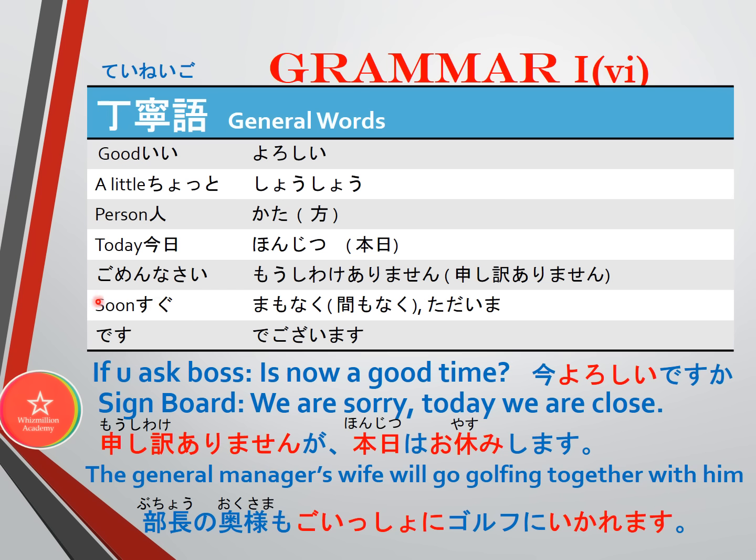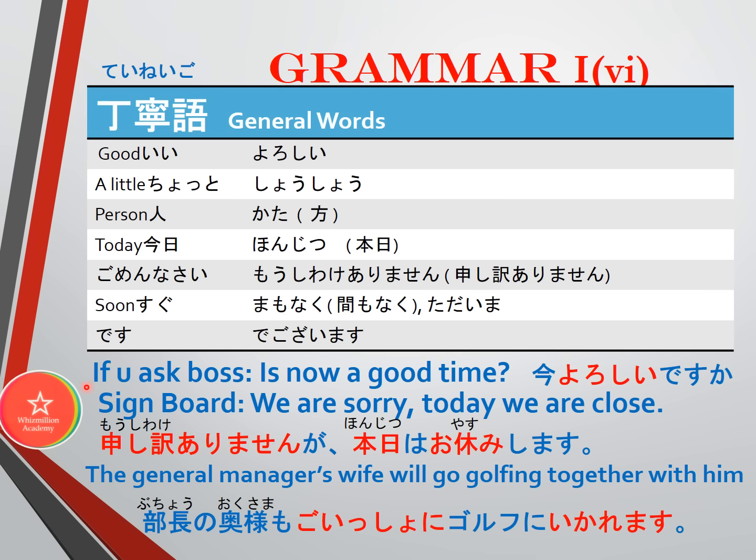Desu, the polite form is de gozaimasu. De gozaimasu, we always use this a lot. So these are the common words that we use day to day in the polite form. If you ask your boss, is now a good time? Ima yoroshii desu ka? Instead of ima ii desu ka?